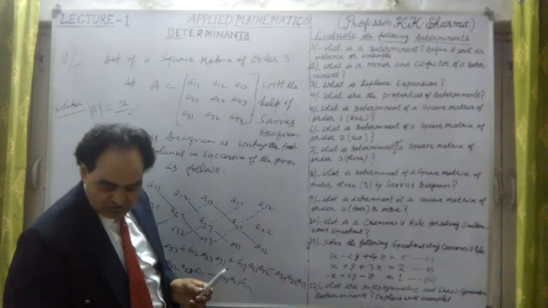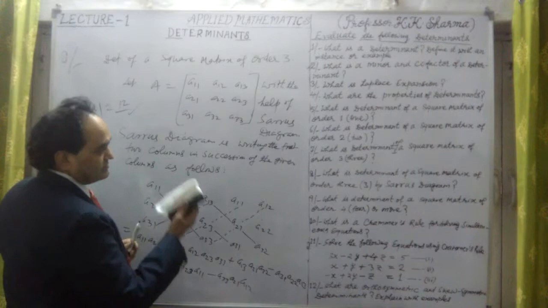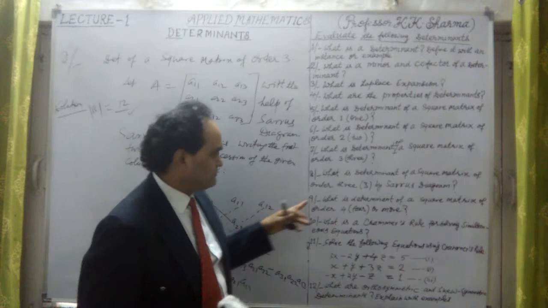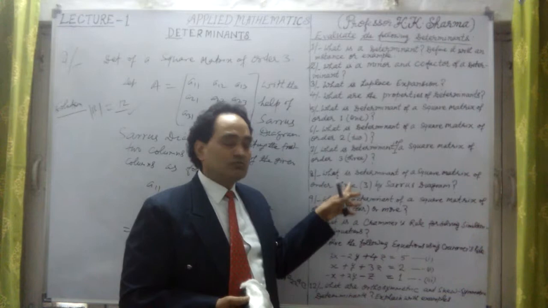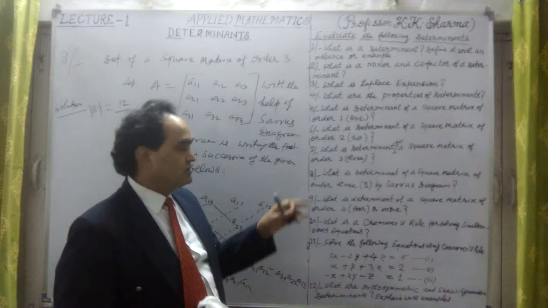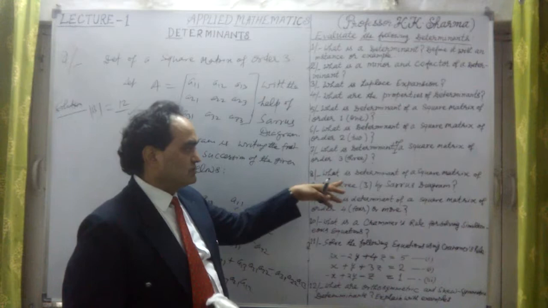So this is the process of Sarrus' method, the Sarrus diagram. This Sarrus diagram is only for a square matrix of order 3, not of order 4 or others. Only for a matrix of order 3 can we apply the Sarrus diagram. It is applied only for the determinants of a square matrix of order 3.